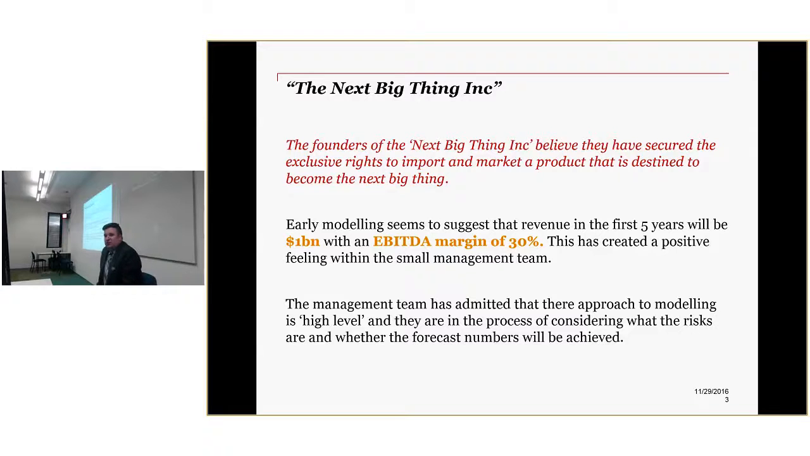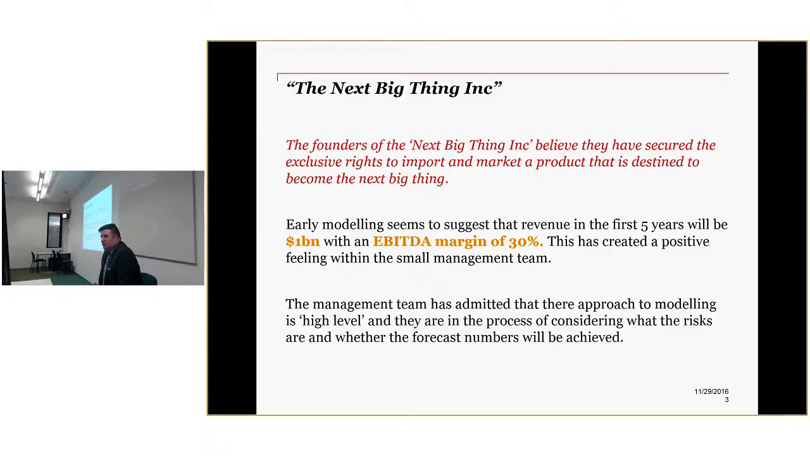So I took a little bit of a liberty with the title. Early modelling seems to suggest that revenue in the first years is about $1 billion and an EBITDA margin of 30%. So they could make about 300 million that they could, in a way, retain and use for the way that they've structured this business.